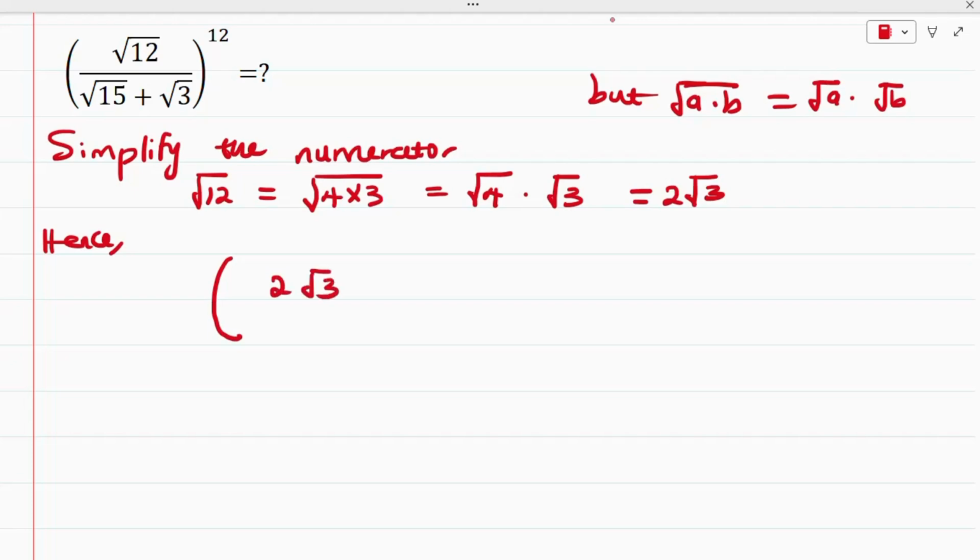Alright, so at this point our expression becomes 2 root 3 multiplied by the square root of 15 plus the square root of 3, all raised to the power of 12. So we have this right here.